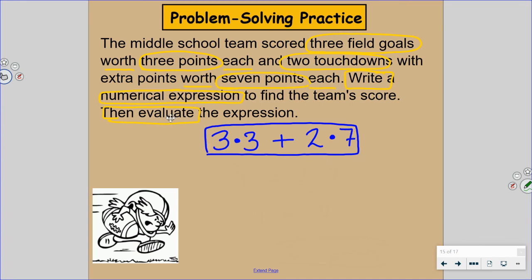Now we're going to evaluate it using our order of operations. Are there any grouping symbols? Nope. Any powers? Nope. Any multiply? Yeah. 2 different multiplies. We always start left and then we go right. So 3 sets of 3. Those field goals are 9.